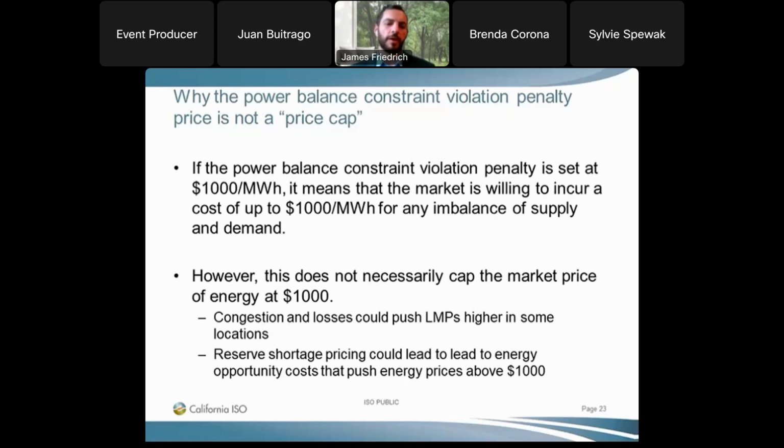But for various reasons, like congestion or losses, the LMP in certain areas can be pushed higher than the power balance constraint penalty price. Again, the co-optimization of energy with reserves could lead to reserve shortage pricing causing energy opportunity costs that push energy prices above the power balance constraint penalty price. It's not hugely important, but I often hear this and want to make sure it's clear that even the power balance constraint violation penalty price is not a quote unquote cap on energy prices. Now, most of the time, when the power balance constraint price hits, that's what the prevailing system marginal energy cost is. But it's not a guarantee. Next slide, please.